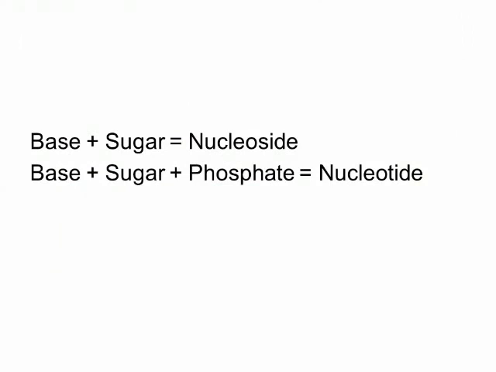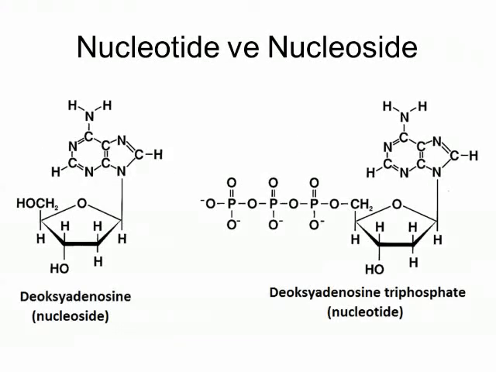So in terminology, when the base and sugar come together, it makes a nucleoside. So if you add a phosphate, it becomes a nucleotide. And this phosphate is either 1 phosphate, 2 phosphates, or 3 phosphates. The first phosphate is called the alpha phosphate. We will go through that in a second, indeed.